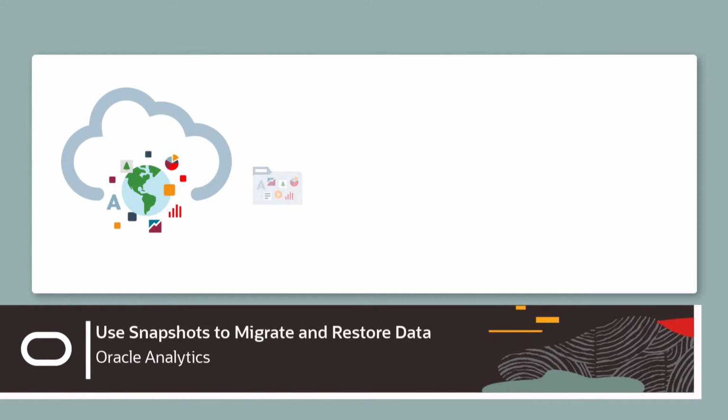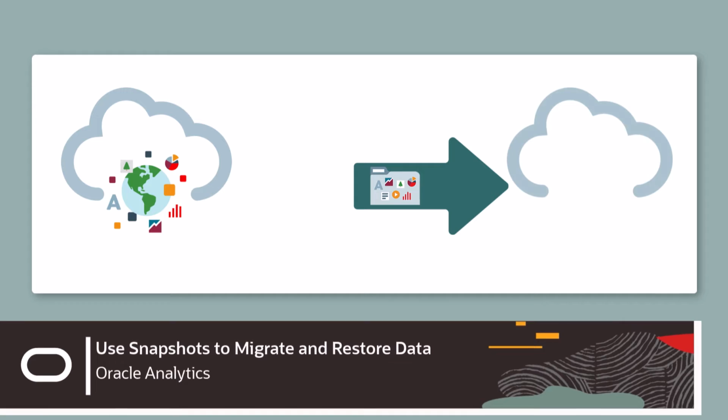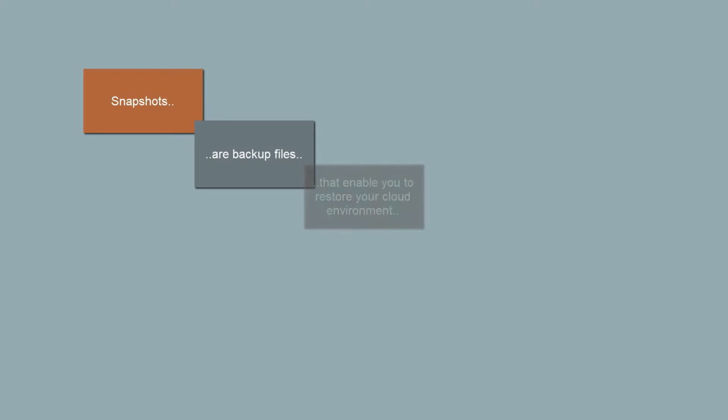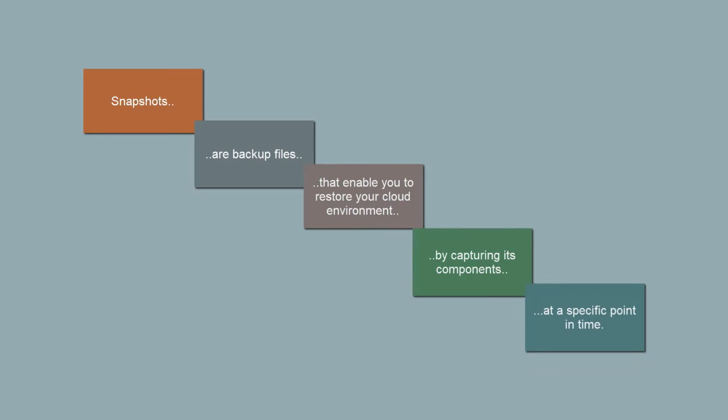You want to save a snapshot of your pre-production service instance to a file, and then migrate the contents to a production environment. A snapshot is a backup file that enables you to restore your Oracle Analytics environment by capturing all or some of the components at a specific point in time.